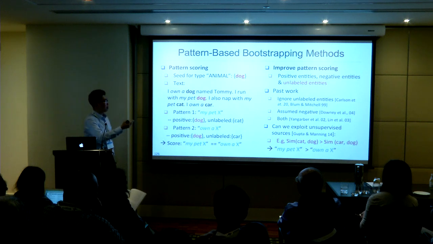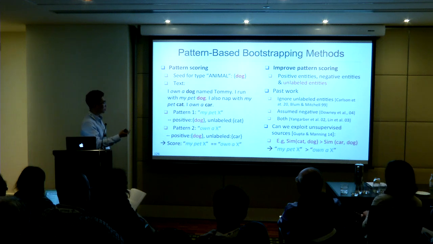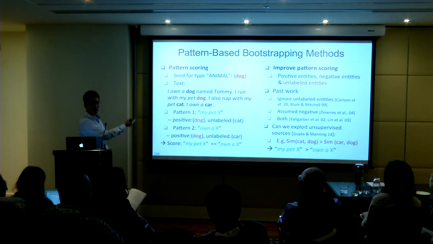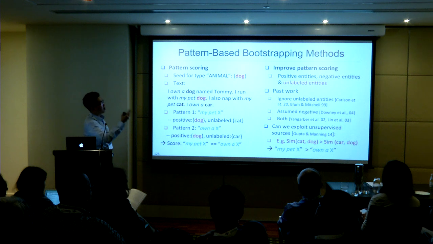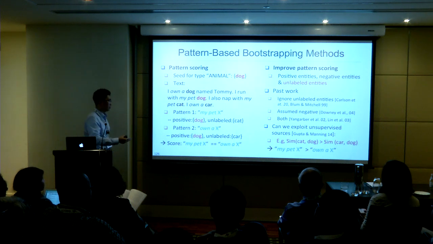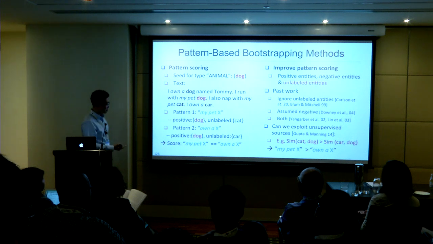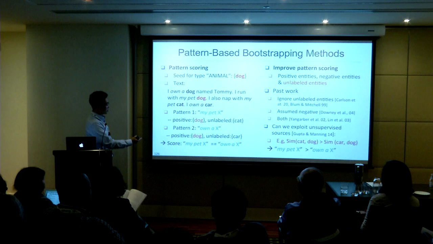The first one is my pet something. The second one is own something. Both of these patterns co-occurred with a positive example, which is the dog here. They also co-occur with, let's say, my pet X co-occurs with an unlabeled instance cat, and owner X pattern co-occurs with unlabeled instance car. So if you only look at the positive and negative entities, no matter what happened, they will be scored the same. So you have no way to tell which pattern is better. In this case, the score assigned to both of these patterns will be the same.